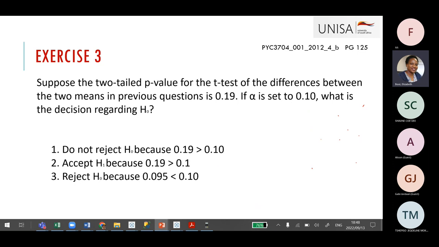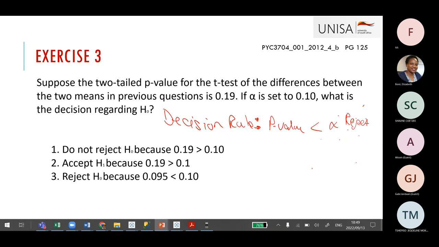You always go back to the rule. What does the decision rule say? This is your Bible. The decision rule, that's where you go. That is your law. You always refer back to your law and quote your law. So the decision rule says, if my p-value is less than my alpha value, I'm going to reject the null hypothesis. That is the rule. It's not something that you can change and swap. It's the rule.